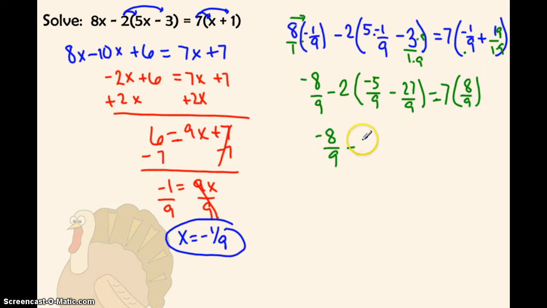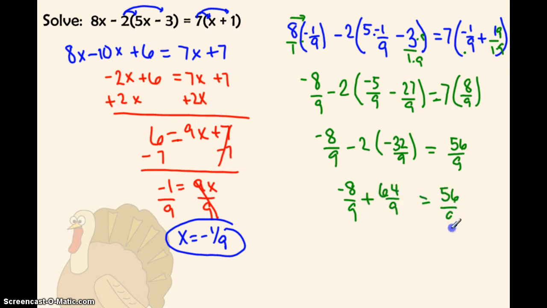So negative 8/9 minus 2 times the quantity of negative 32/9 equals 56/9. So negative 8/9, negative times the negative becomes a positive, 64/9. And this does indeed work out. 56/9 equals 56/9. All right. So x equals negative 1/9 is our answer.